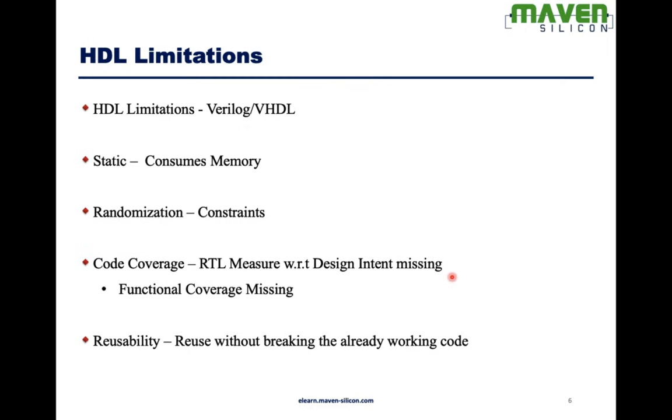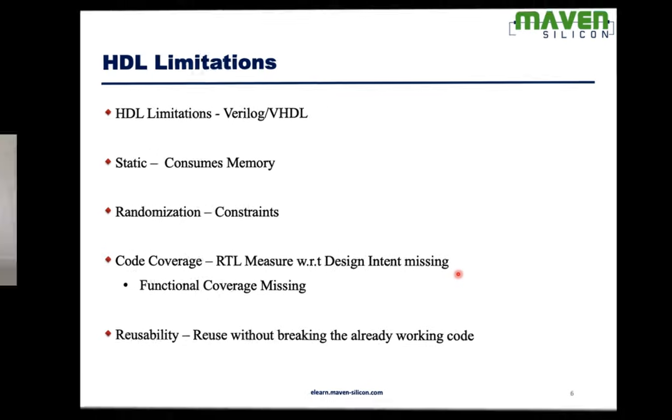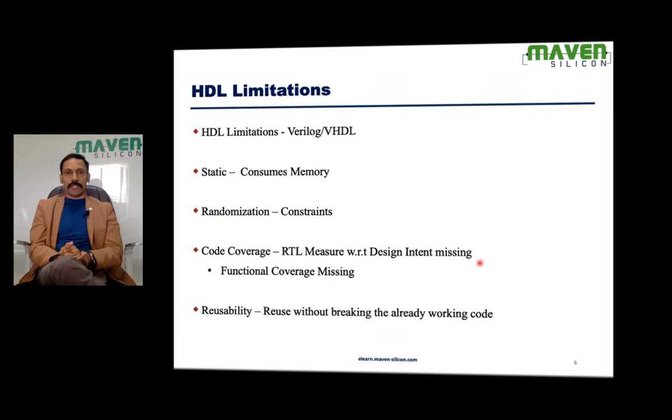HDL supports only code coverage. We can use code coverage mainly to verify the quality of the test bench, whether the test bench is really good enough to execute each and every statement in the RTL, or each and every branch, or each and every state in the finite state machine. That's what code coverage does.